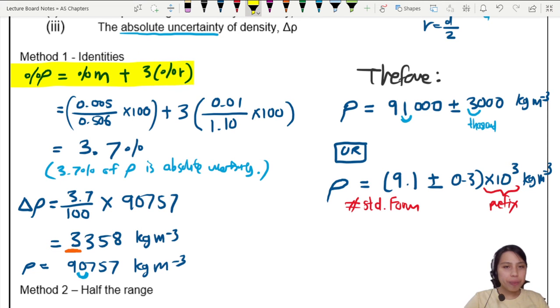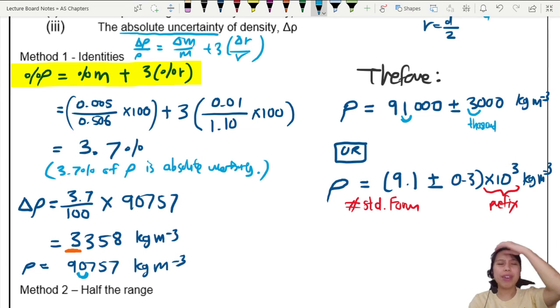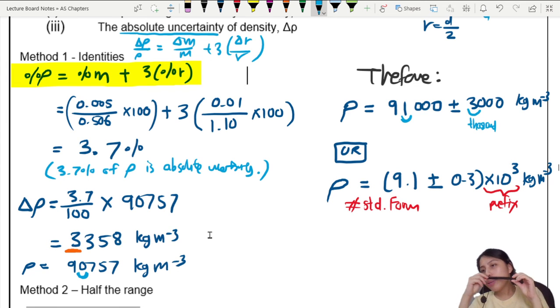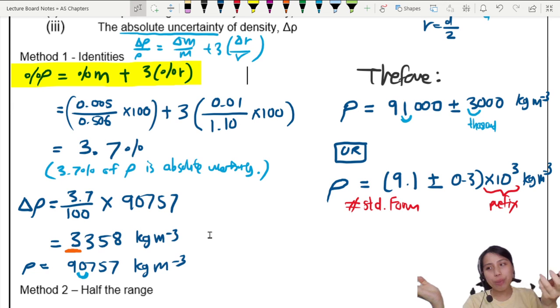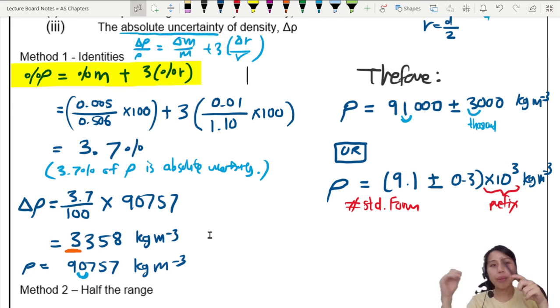Alright. That's how you can find one method with using the identities, which is the one that we use right here. You can also use fractional uncertainty. That is totally fine as well. You would write it a little bit different though. You would say the uncertainty in rho over rho equals to uncertainty in M over M plus 3 times the uncertainty in R over R, or diameter. Same value. Okay, another method that we may use is what we call half the range method, which is right down there at the bottom.